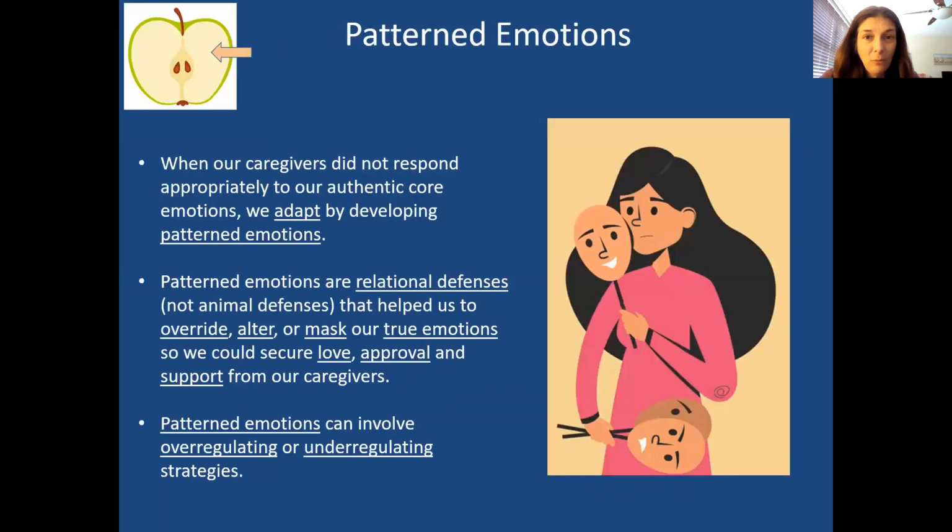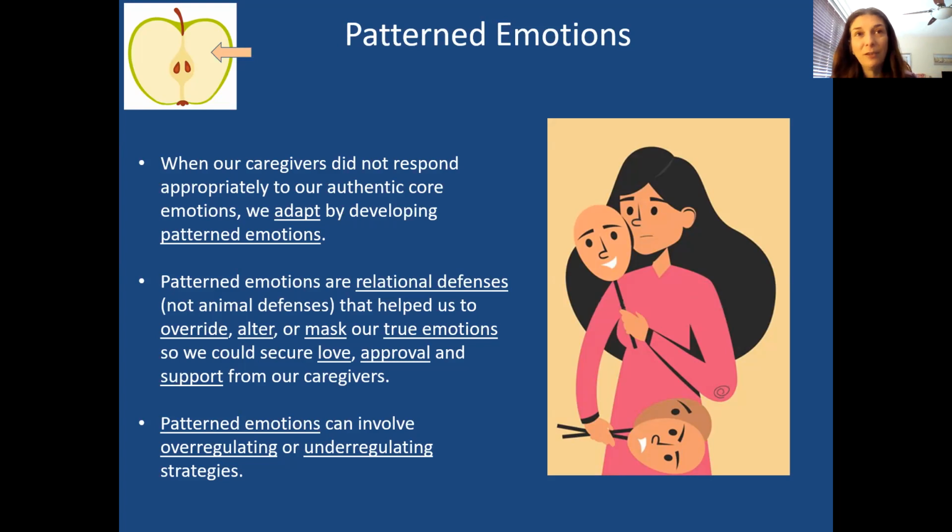Okay, a little bit more about pattern emotions. Like I said before, when our caregivers don't respond appropriately to our core emotions by validating them and allowing them to be acceptable, we block them and develop another emotion instead. So they could be considered a relational defense. It helps me survive in a relationship. It helps me keep the caregiver around, keep their approval, keep them loving me and caring for me. So that's why they call it a relational defense.